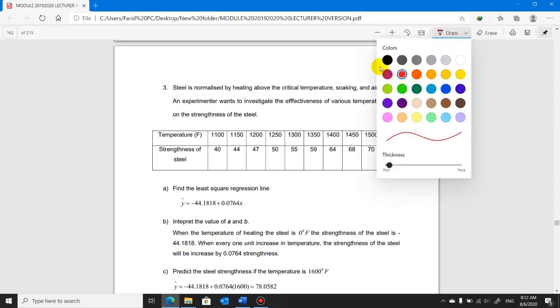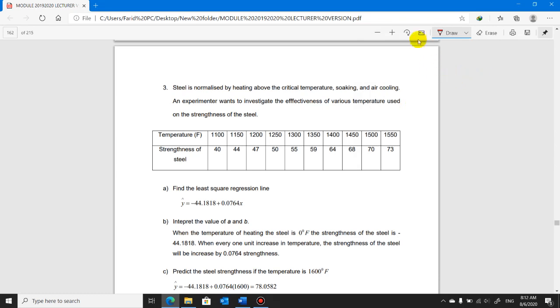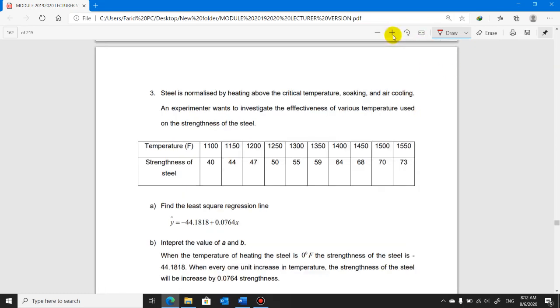Okay, so to summarize our chapter 6, I will look at this tutorial. In our tutorial 6, question number 3, I will explain the whole of chapter 6. Okay, chapter 6 is simple, don't worry too much.